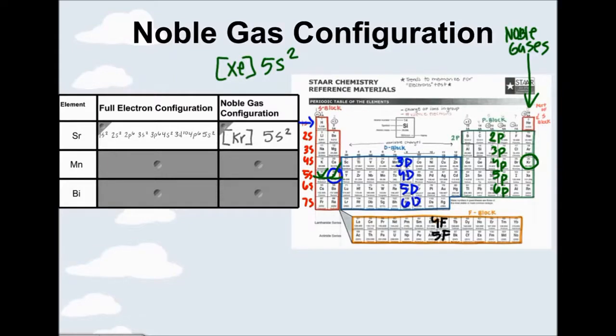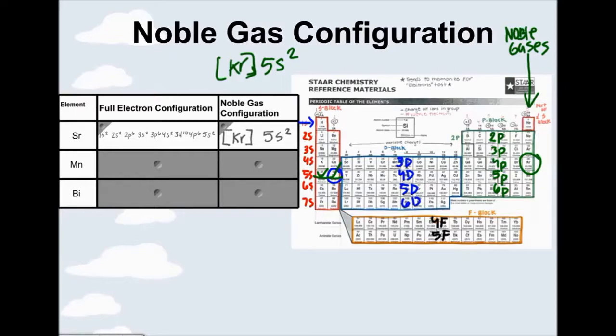So this would be the noble gas configuration. Oh, I messed up. It's not xenon that you're starting with, it's krypton. Sorry, this periodic table is so small, I can barely read it. This says Kr, not Xe. So I stand corrected on this one. Make sure you can see your periodic table when you're doing this.